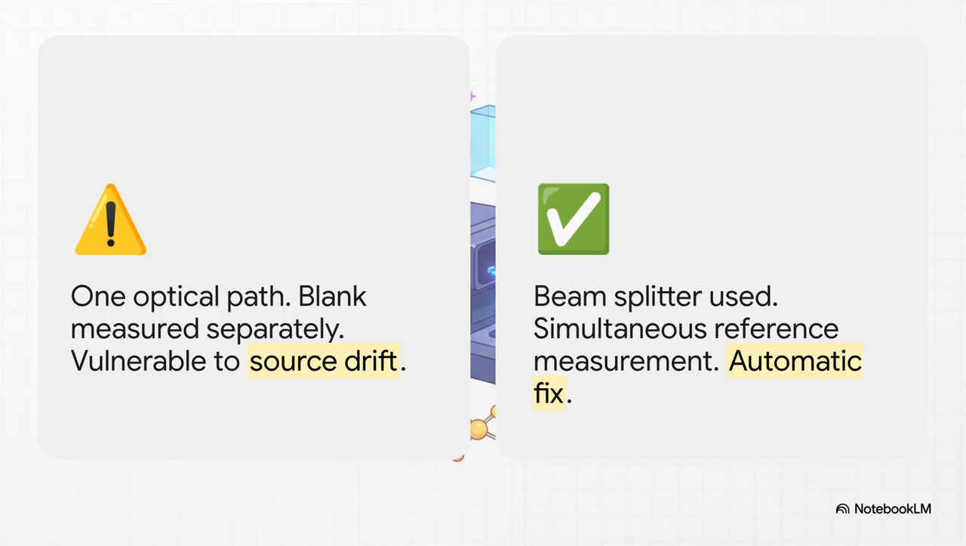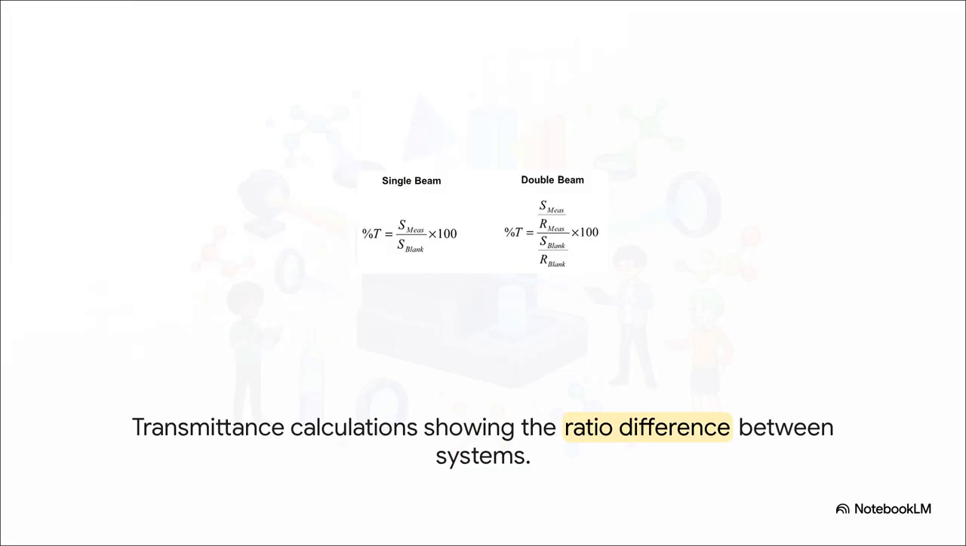A double beam instrument solves this so elegantly. It uses a beam splitter to divide the light into 2 paths. It actually measures your sample and your blank simultaneously, creating automatic drift compensation. The crucial difference is really found in the math. In a single beam transmittance calculation, you are dividing the sample measurement by a blank that you recorded in the past. If the lamp changed, those 2 numbers are out of sync.